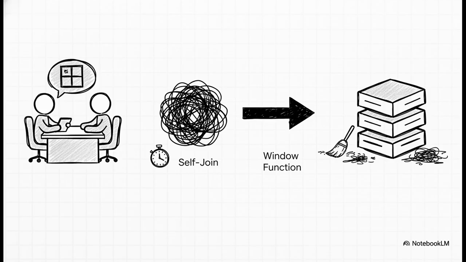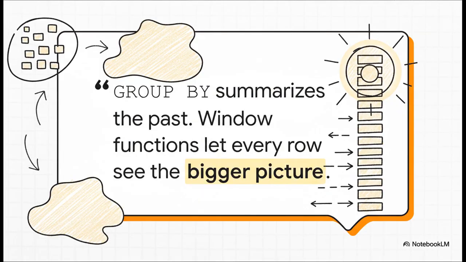So, I want to leave you with this one final thought. Group by summarizes the past. It's kind of like just reading the headlines of a newspaper. But window functions, they let every single row see the bigger picture. They let you read the entire story. And that, my friends, is a true analytical superpower.